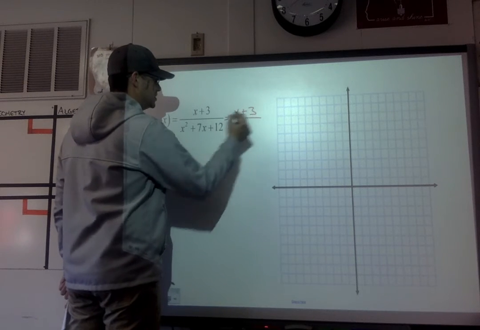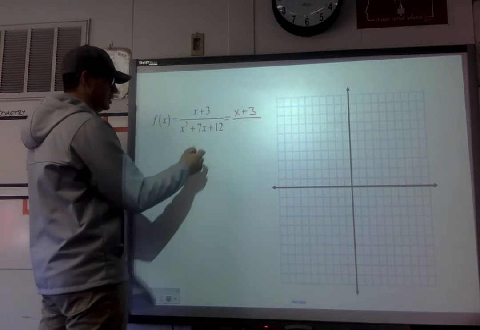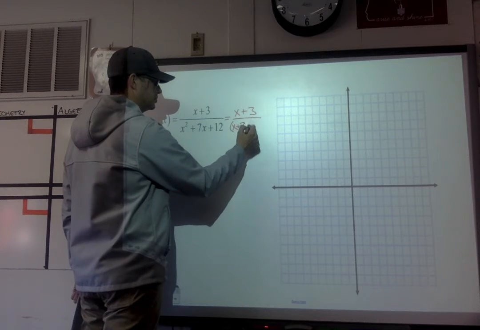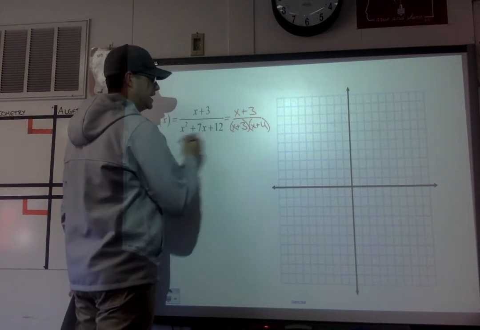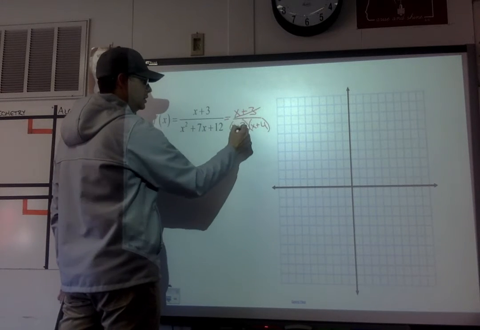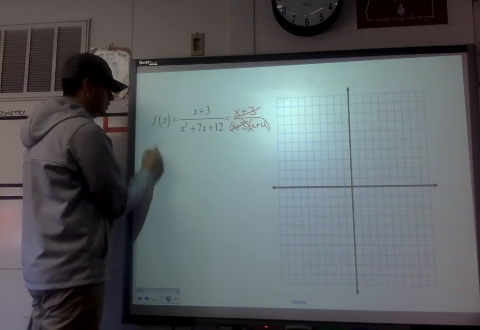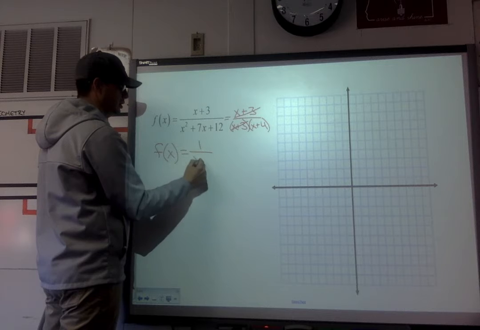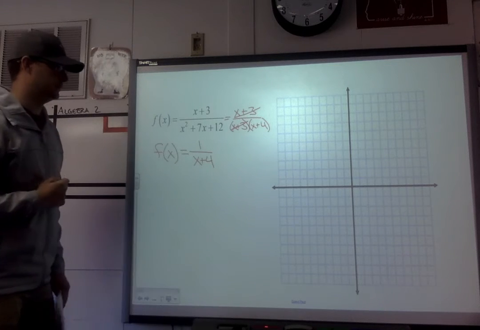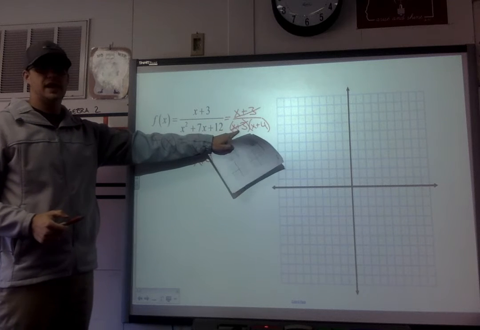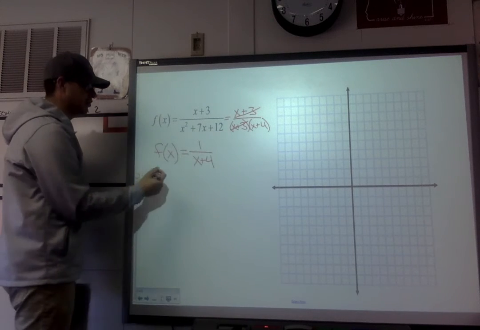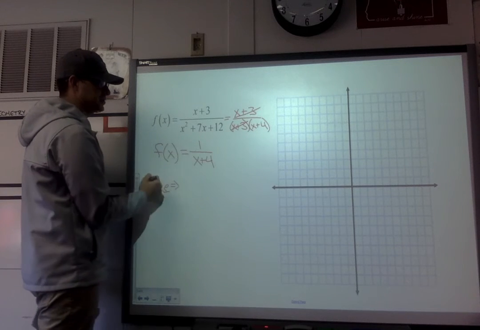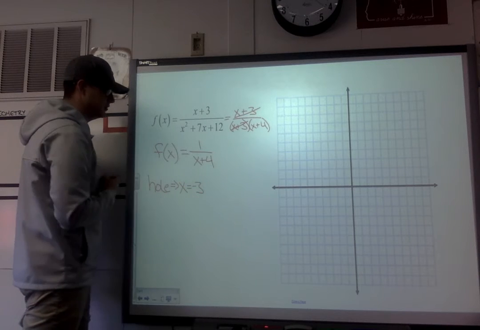We want to get this factored, so we're going to have x plus 3 over two numbers that multiply to 12 and add to 7, which are 3 and 4. So x plus 3 times x plus 4. Now here, our x plus 3's cancel, and we're left with our simplest form of 1 over x plus 4. So what this means, we had something that canceled, which means we're going to have a hole in our graph at x plus 3 equals 0 or x equals negative 3.